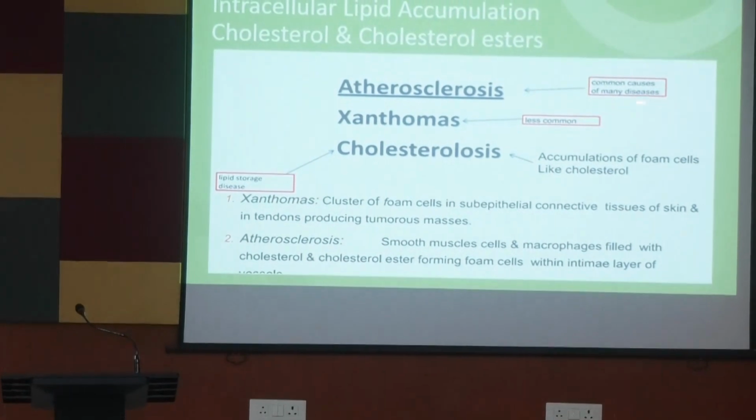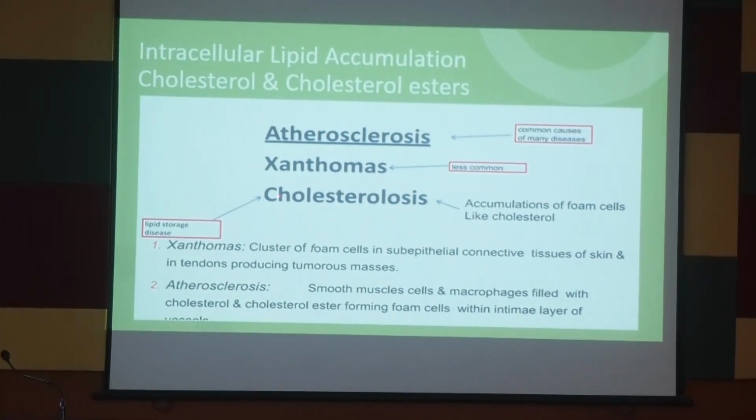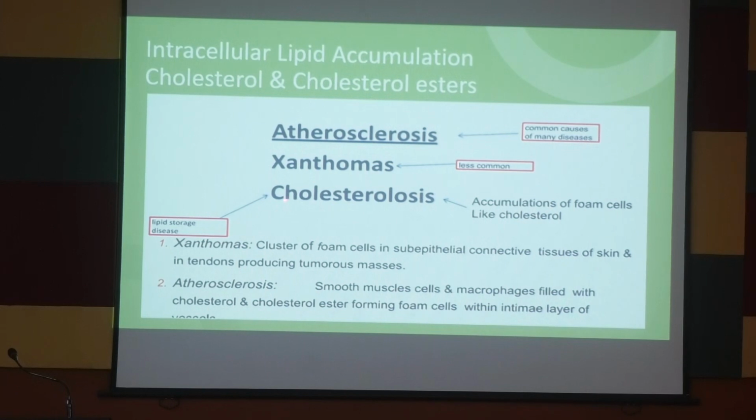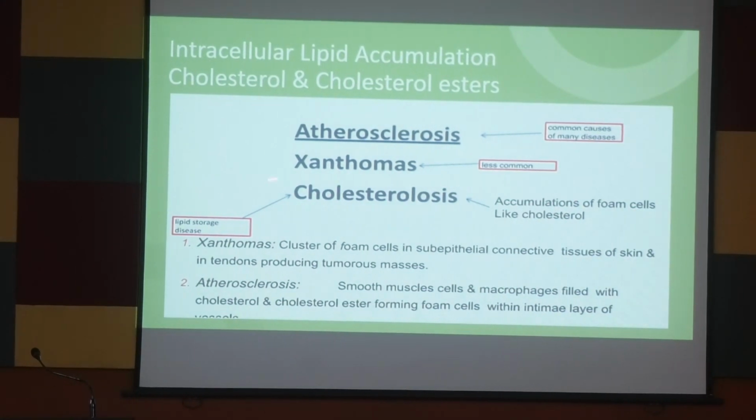So coming to the picture, atherosclerosis is a common cause of many diseases, xanthoma is less common, and cholesterosis is accumulation of foam cells, like cholesterol, in the gut and gallbladder. Atherosclerosis occurs in the intimal layer of the artery. Xanthoma occurs in skin and subcutaneous tissue, and cholesterosis occurs in the gallbladder. So why the gallbladder? Because the gallbladder has a very important role in fat metabolism.